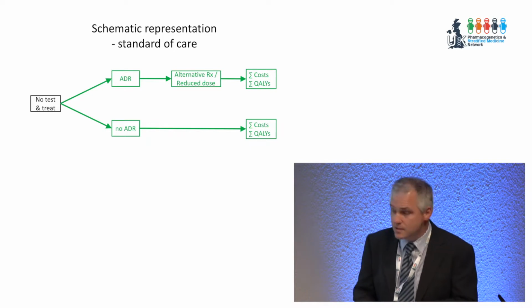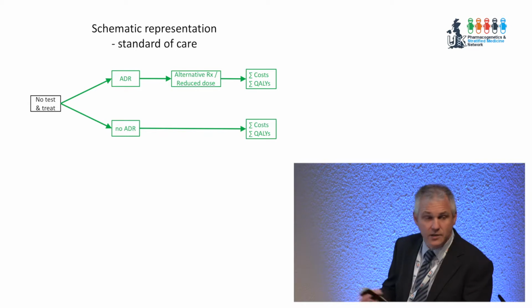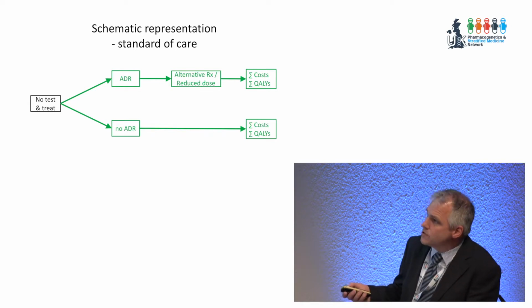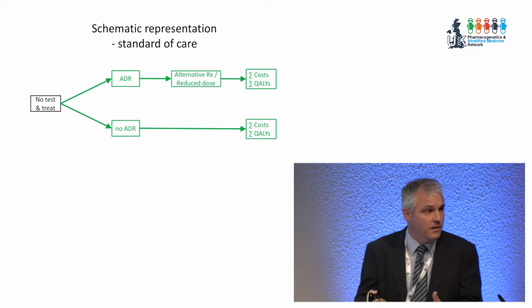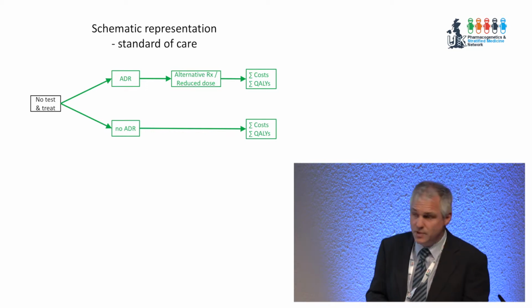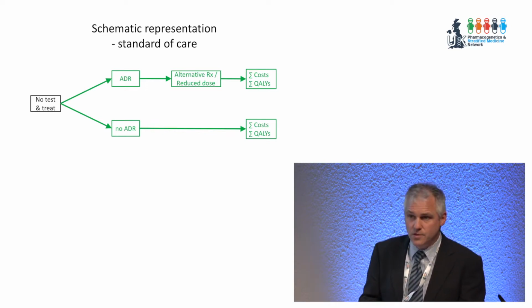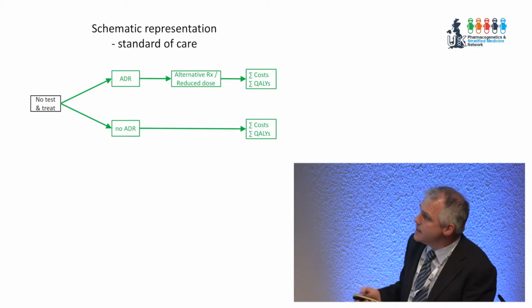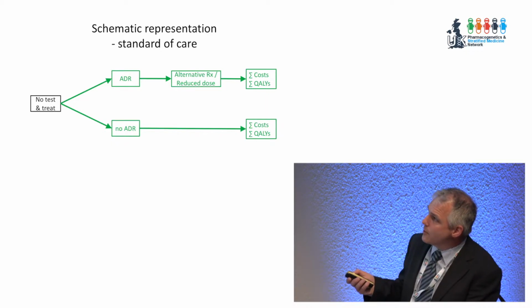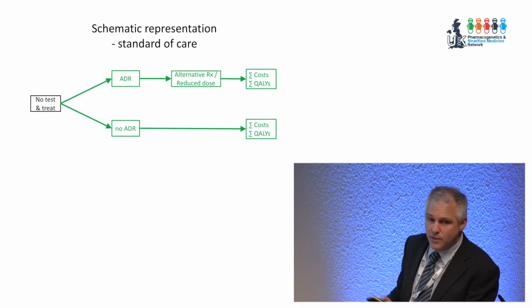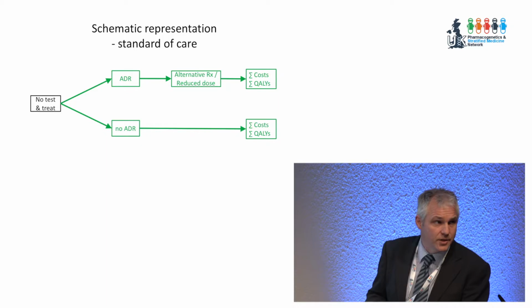This schemata here represents standard of care with no pharmacogenetic testing, and so people would be treated without a test having been performed. I'll focus on testing in the context of patients experiencing an adverse drug reaction, which is probably the greatest focus of pharmacogenetics to date. There will be a probability that a patient would experience an adverse drug reaction, or more likely, they would not experience an adverse drug reaction.